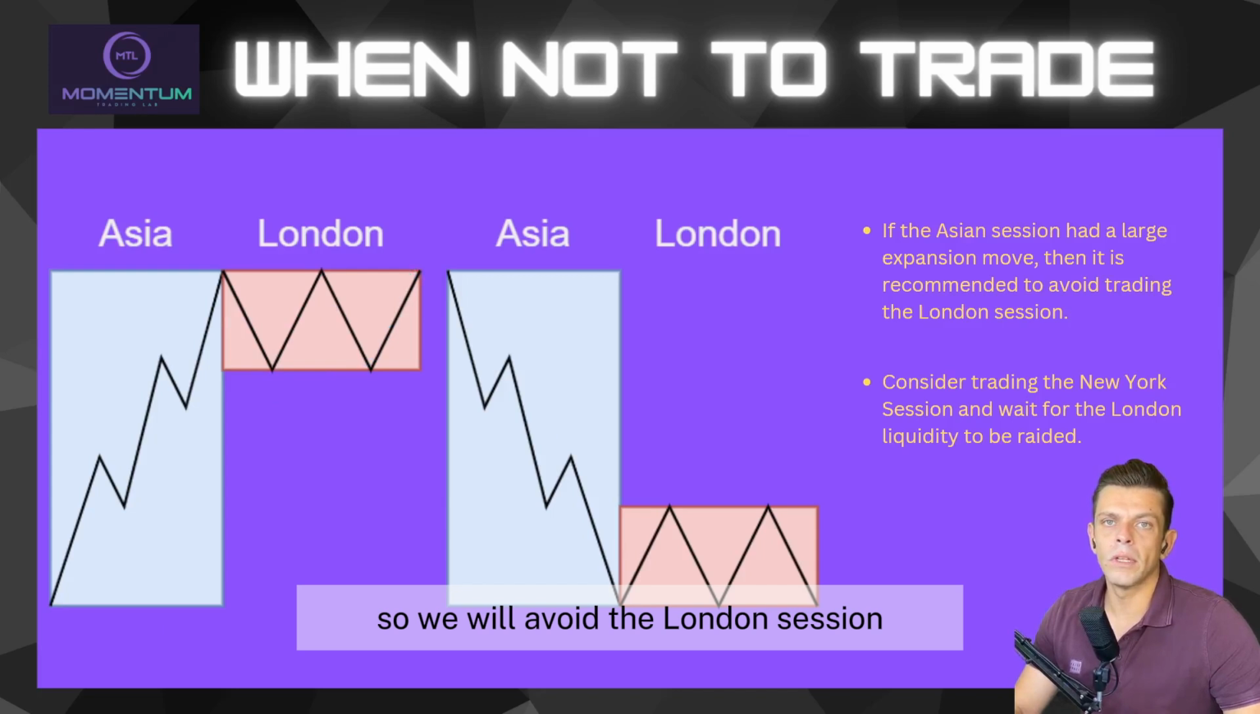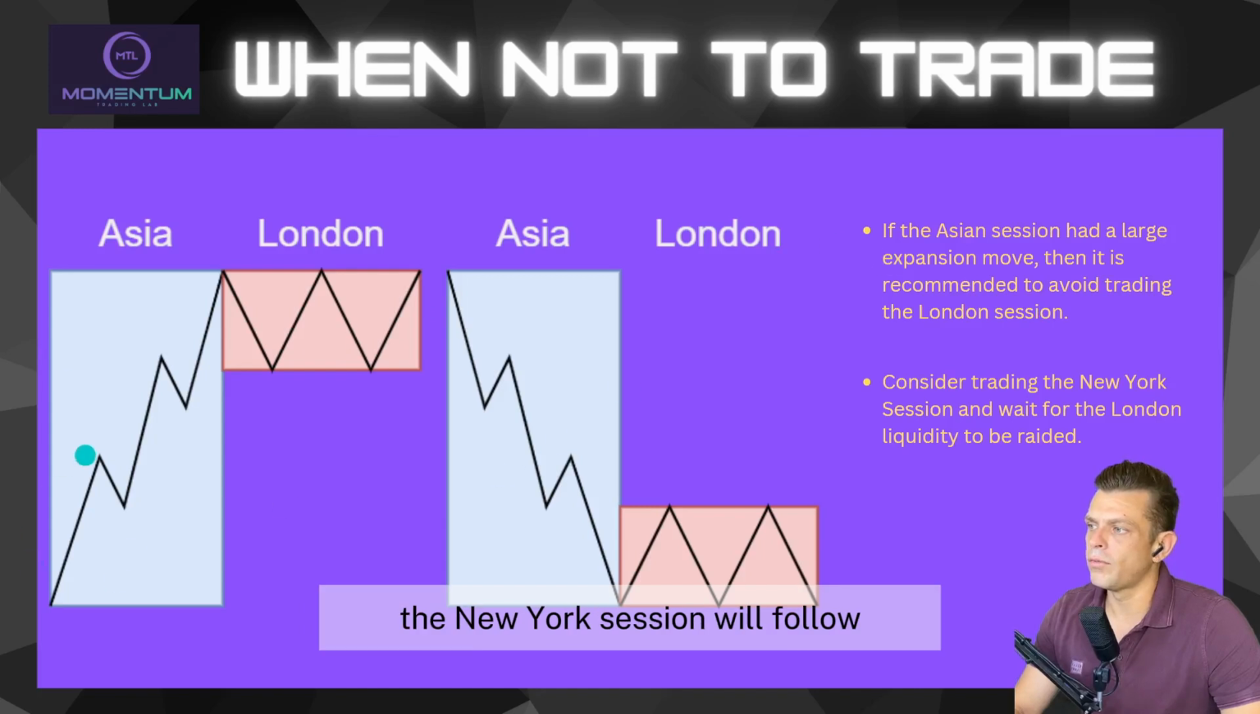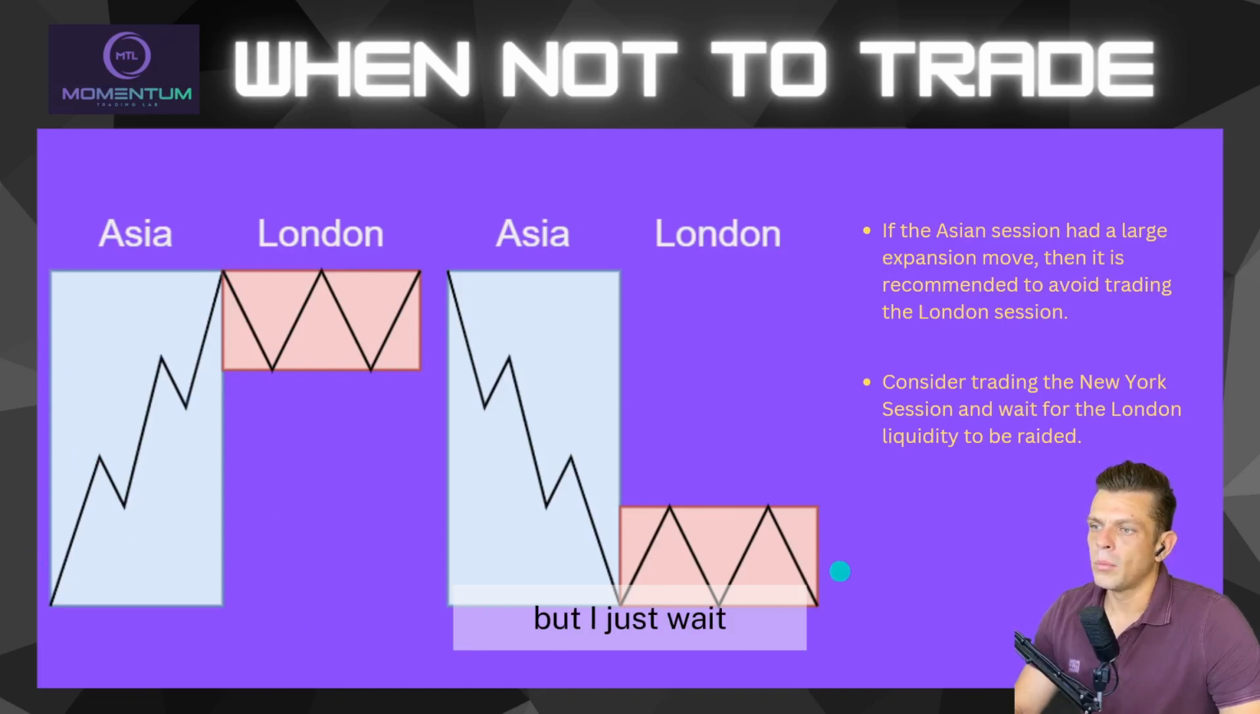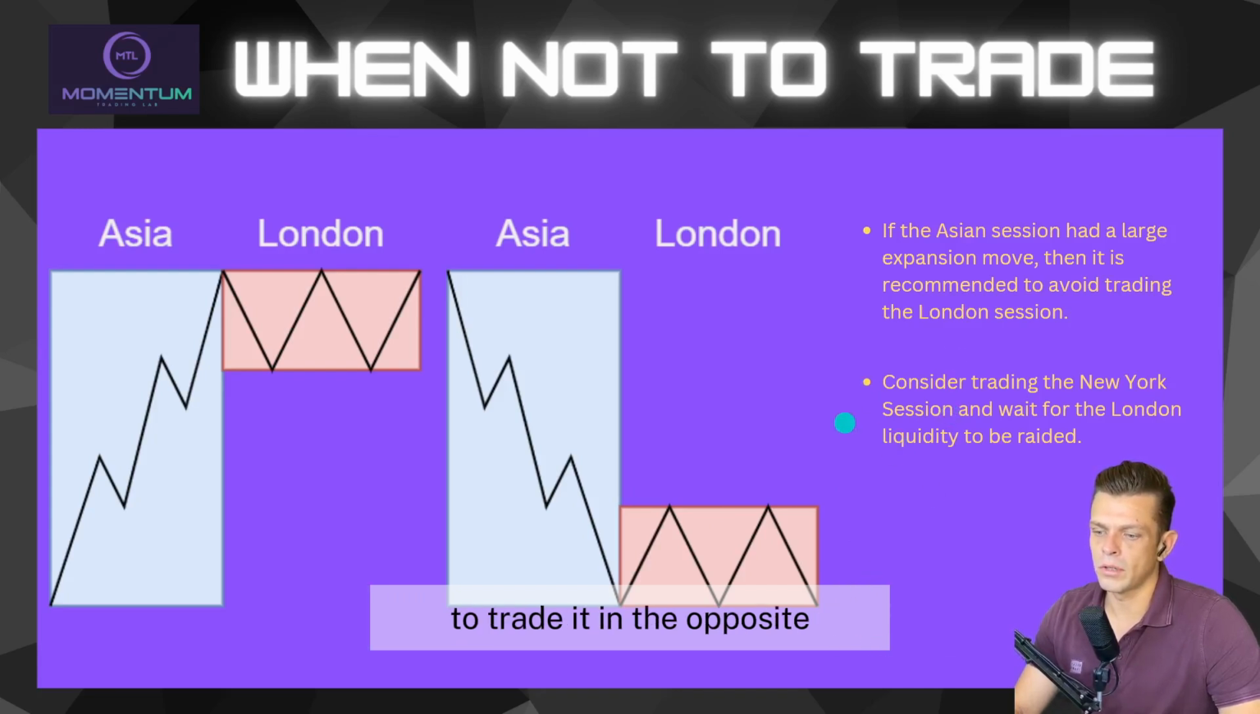So we will avoid the London session and we will come back to trade the New York session. Typically the New York session will follow the Asia trend, but I just wait for the open to either take the London highs or the London lows, and then I will look for a setup from there to trade it in the opposite direction.